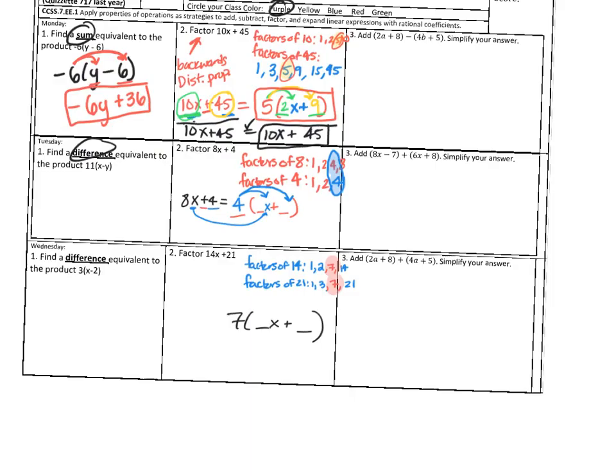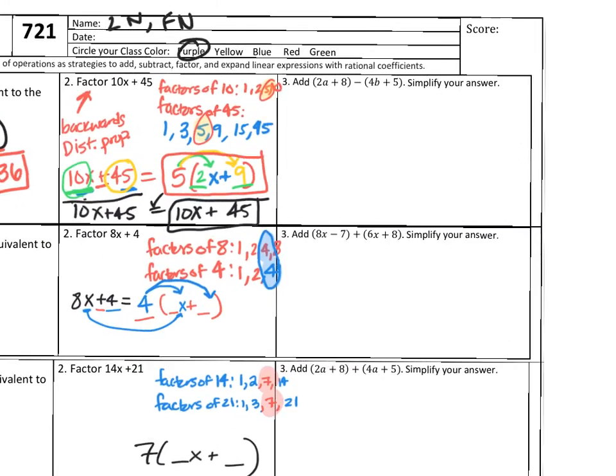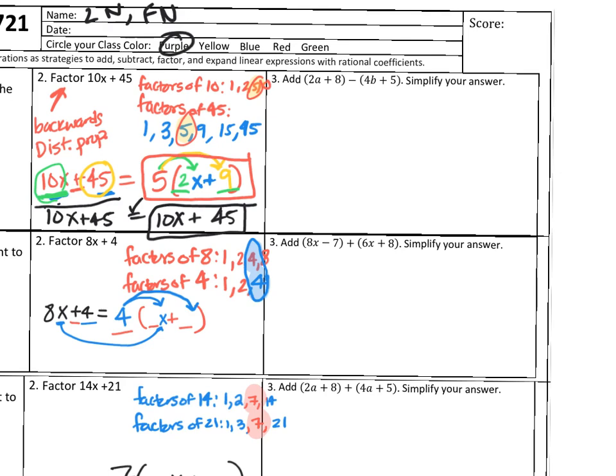Now, number 3. This one I'm going to go a little fast, guys. So if you need to rewind it and rewatch it, go ahead. It says add 2a plus 8 minus 4b plus 5. Simplify your answer. Wait. Before you start, it says add, but then there's subtraction right here. You have to distribute that negative. I know that's a little crazy, but there's a -1 right there. And you have to distribute it to everything to the right of it. And I drew 2 arrows because there's 2 terms, okay?